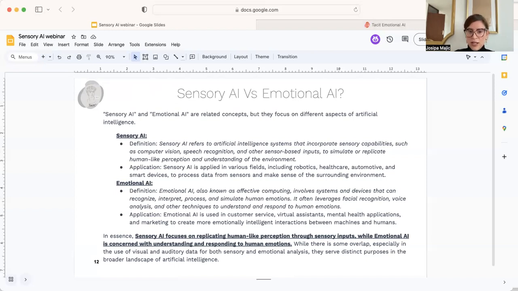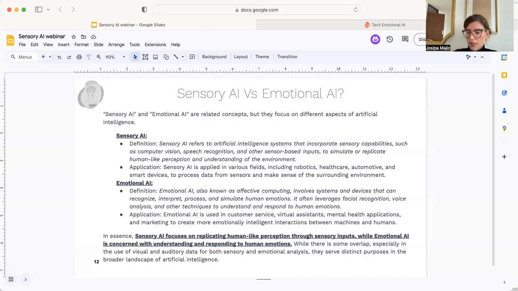Now, the difference between sensory AI and emotional AI is that these are really related concepts. They focus on different aspects of AI, but really sensory AI is all about replicating human-like senses with machines, as opposed to emotional AI, which is all about analyzing and understanding existing human emotions, so from a human respondent, as opposed to having an electronic system. So really, the sensory AI definition is incorporating sensory capabilities such as vision, speech, and other sensory-based inputs to replicate human-like perception.